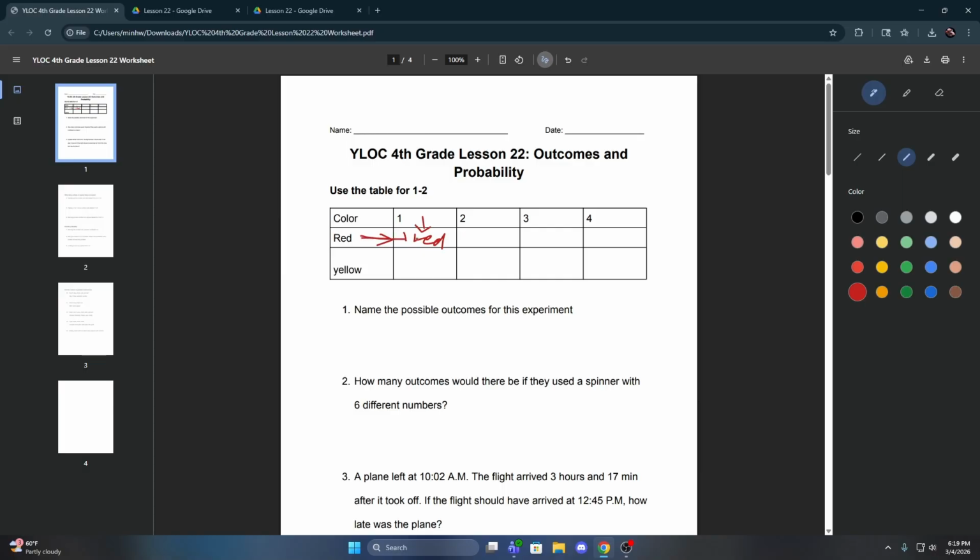Then this would be what? You combine red and then 2. So 2 red, and then 3 red, 4 red, and so on. Then you do that for yellow as well. You go down here. Once they join together, it'd be 1 yellow, then 2 yellow, right? And then 3 yellow, and 4 yellow.